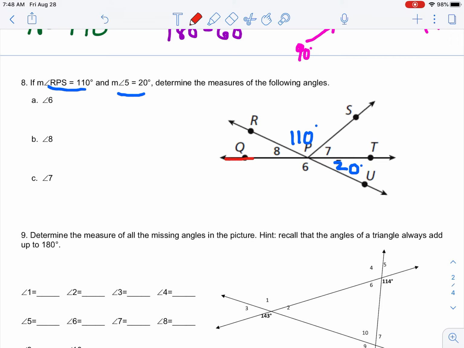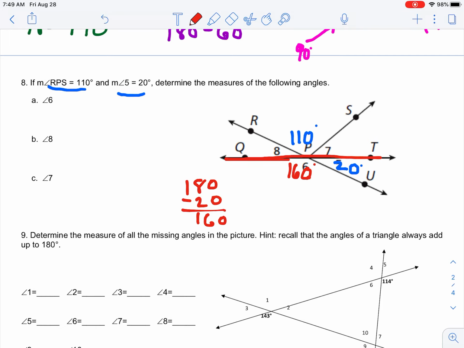First thing I notice, here's a straight line. So everything underneath this line has to add up to 180. Everything above that would have to add up to 180. So if I look at this angle 6 and this 20 degrees, I know that these two have to add up to 180 because they're two angles underneath a straight line. So to find angle 6, I'm going to do 180 minus 20, which tells me that there's 160 left here.